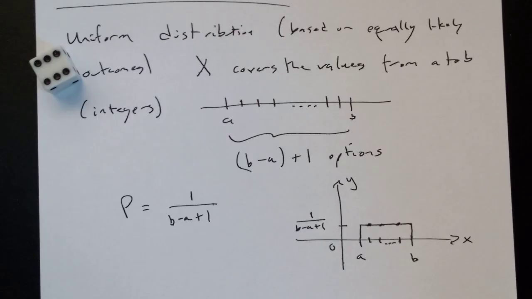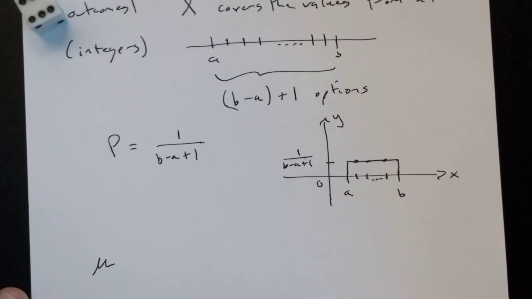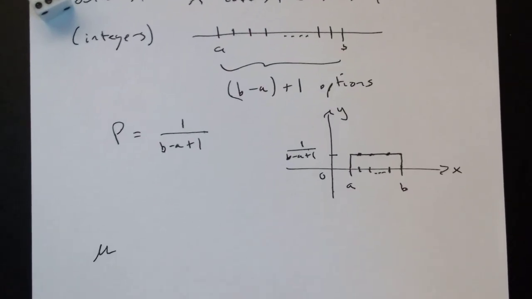Let's try that again. I want to do the average. I take each number, I multiply it by the probability, I add them all up. If I do that, it turns out that what I end up with is the value of each one times the total.